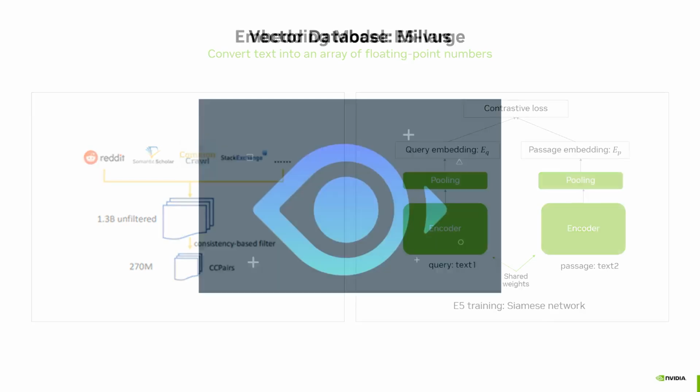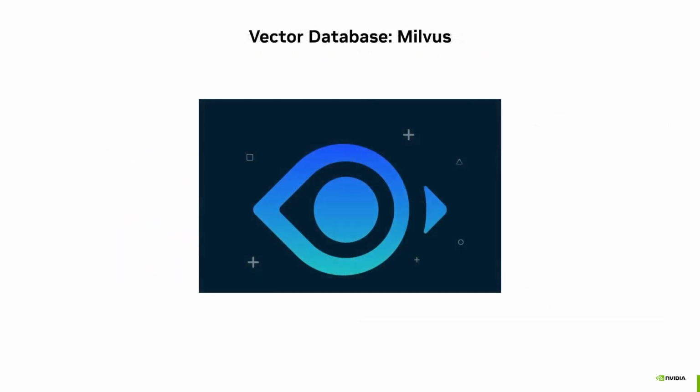Following embeddings is the vector database. We use Milvus for the canonical model. Milvus is an open source vector similarity search engine. Vector similarity search in Milvus calculates the distance between query vectors and vectors in the collection with specified similarity metrics and returns the most similar results.